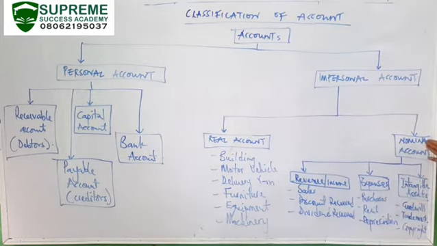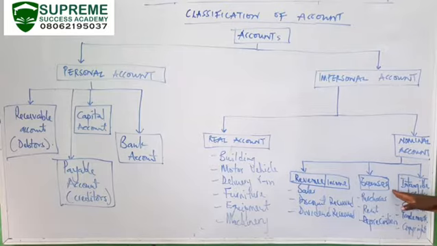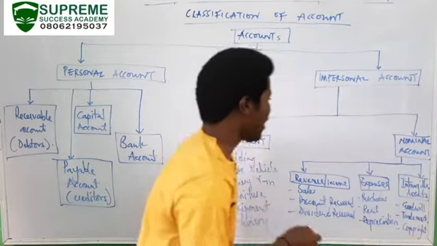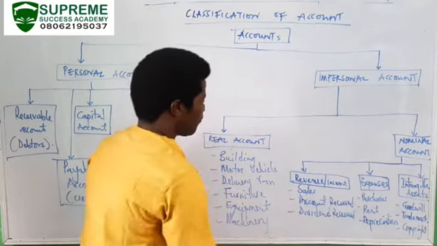And then we come to the nominal account. The nominal account is further divided into three. We have revenue and income. We have expenses or expenditure. And of course, we have intangible assets. Okay, so we have intangible assets, we have expenses, and we have revenue.